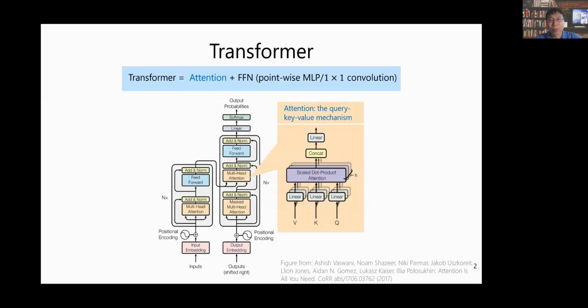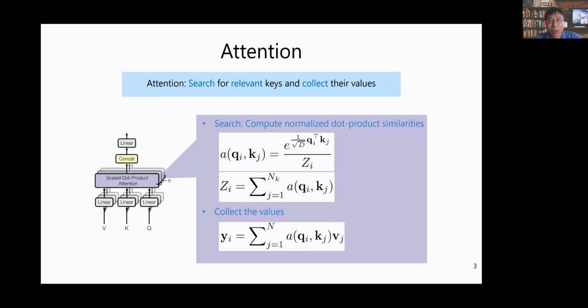The FFN module actually is also called one-by-one convolution or point-wise convolution, or also named as point-wise MLP. The attention unit actually is different from convolution. Let me talk a little about the attention.